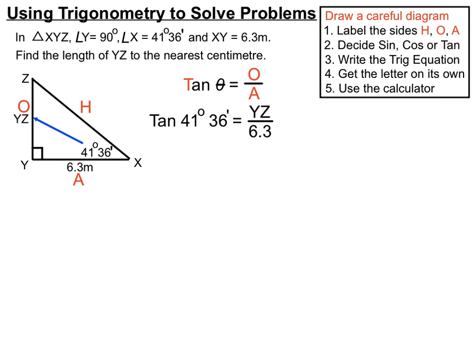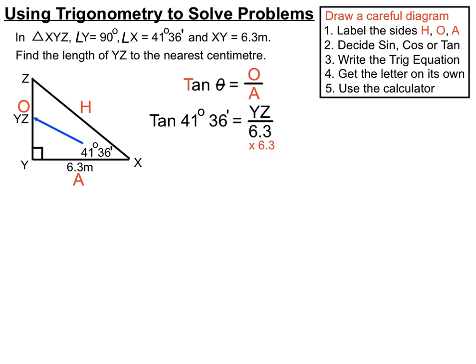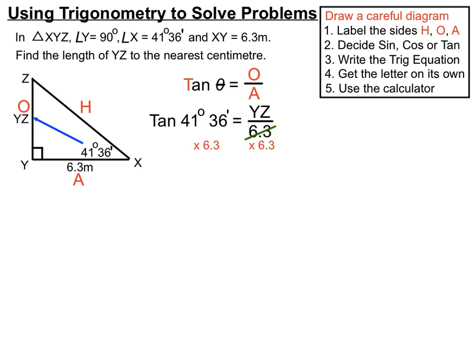Alright, so step 4 is to try and get the letter on its own. Now we've got two letters here, but still. To get the letters on their own, there's a 6.3 that's dividing into the YZ. So to move that, we have to do the opposite. So we will multiply both sides by 6.3 in order to get the letters on their own there. Now the letters will be on their own because a 6.3 that's dividing and a 6.3 that's multiplying will be able to cancel each other out, leaving us with just the letters on their own.